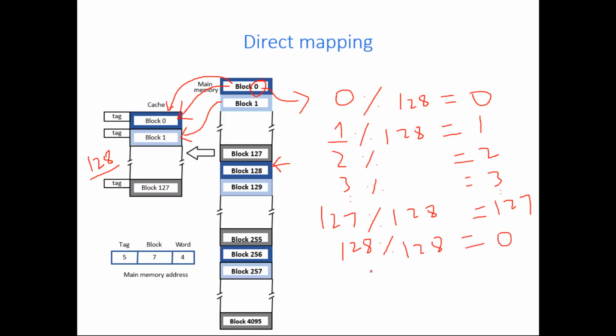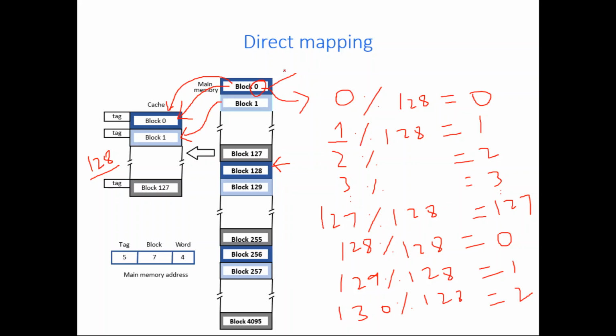Are you getting? And block 129 will go to which block? Block 129 modulo 128 is what? 1. This will also go to block 1. Okay. Block 130 modulo 128, where will it go? It will go to block 2. So the point I am trying to say is, not only one block of the main memory will be mapped to the respective block in the cache memory. No, many blocks of main memory will be mapped to the same block of the cache memory.